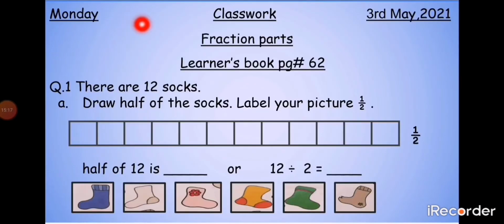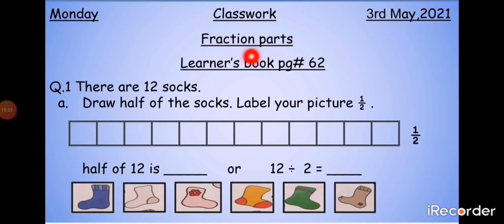Open a new page on your notebook. Write day and date properly. On the extreme left top, Monday. In the center, classwork. In the extreme right top, 3rd May, 2021. Today's date. Then leave one line and write your topic fraction parts and underline it with the color pencil.